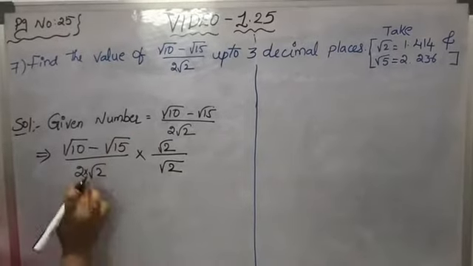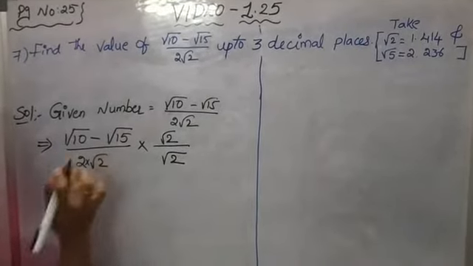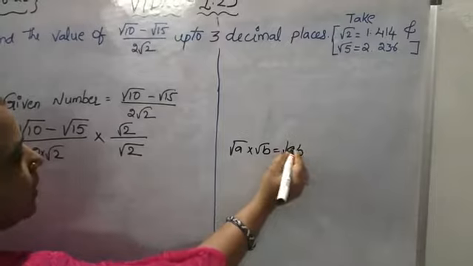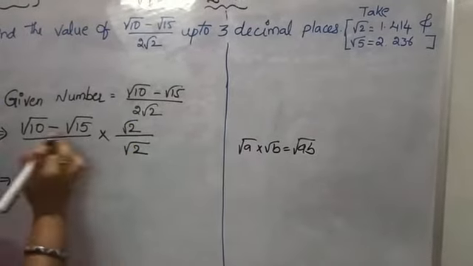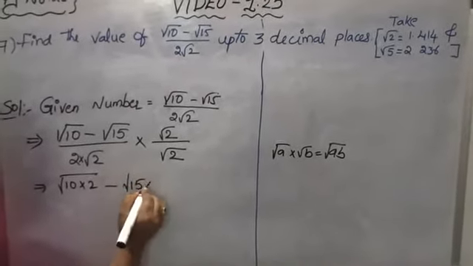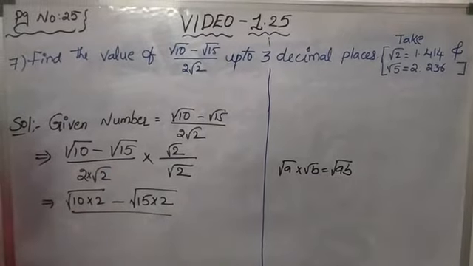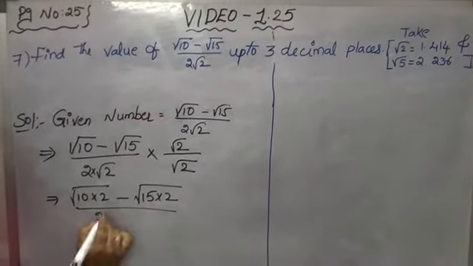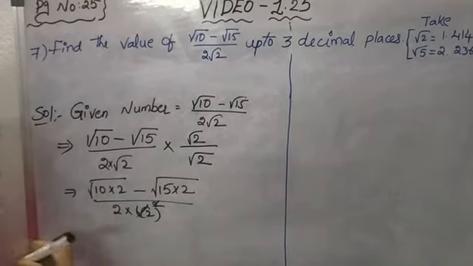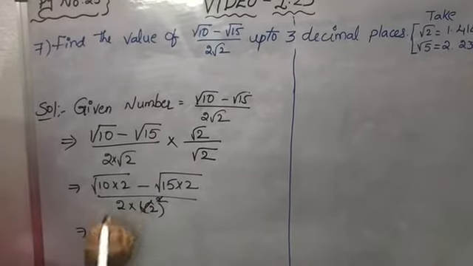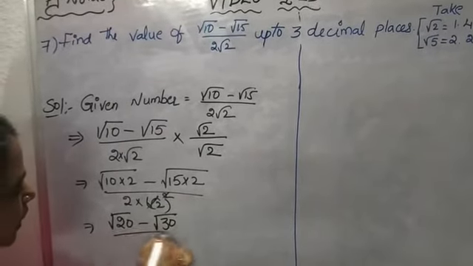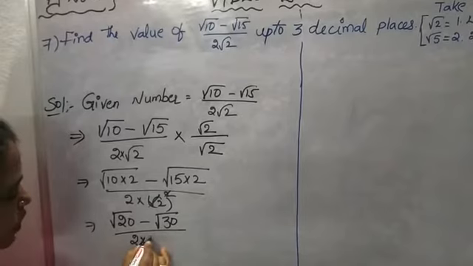Multiply the numerator with the numerator and the denominator with the denominator. Root 10 into root 2. We know one formula: root a into root b is equal to root ab. So root 10 into 2 minus root 15 into 2, divided by the denominator: 2 into root 2 into root 2, which can be written as root 2 whole square. Observe children, the square and root get cancelled. Root 10 into 2, 10 2s are 20, minus 15 2s are 30, divided by 2 into 2, 2 2s are 4.